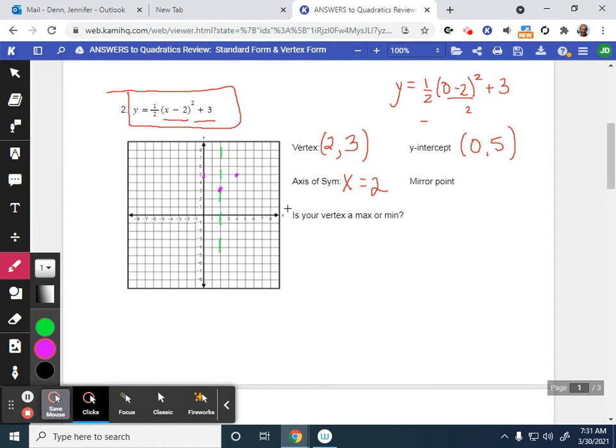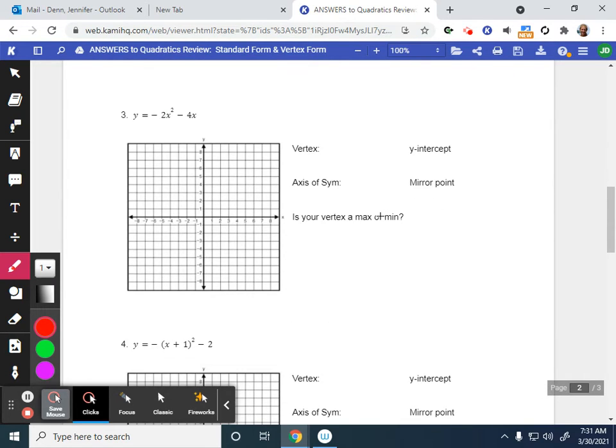Okay, hopefully the rest of you can just hear me. I'll get close to the microphone. So now I do have the mirror point as well. The mirror point is at 4, 5. The parabola is going to open like this, and the vertex is a min.